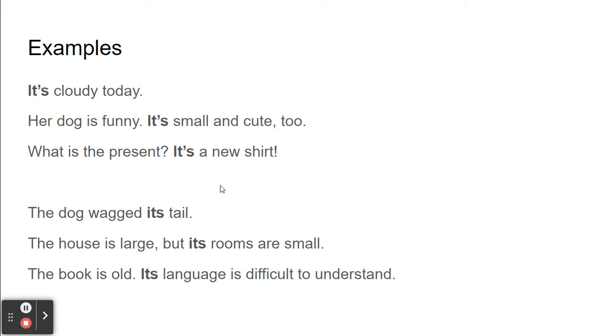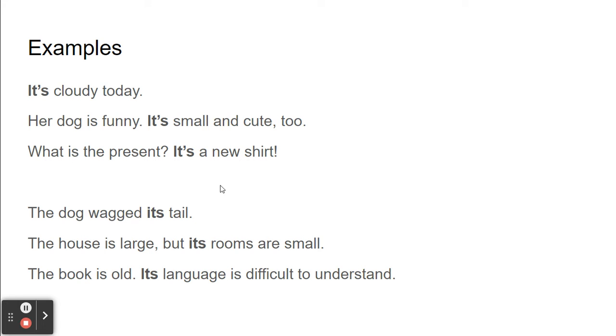It's cloudy today. Here we could say it is cloudy today, and that would mean the same thing. Her dog is funny. It's small and cute, too. Here we could also use it is. What is the present? It's a new shirt. Here we could also use it is, so we are using it apostrophe s.